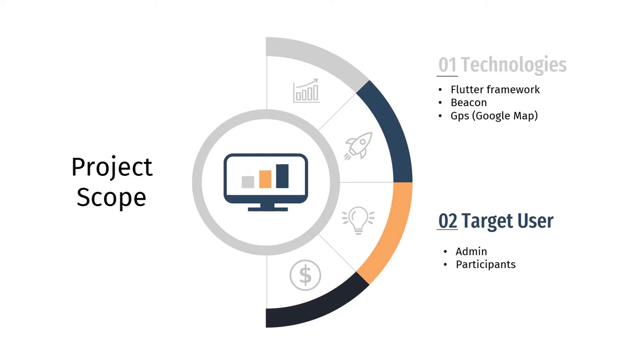The target user is first the admin of the application. In this application, there's only one admin that handles all the participants in the application. The next user is participant in the marathon. Participant in the marathon is the people that enter the marathon and have a smartphone to use the application.